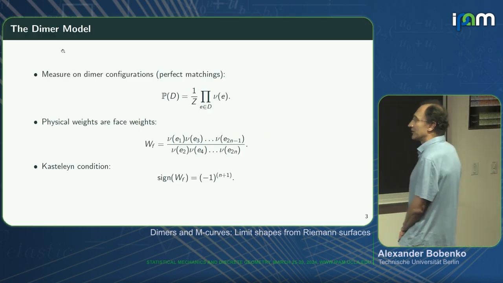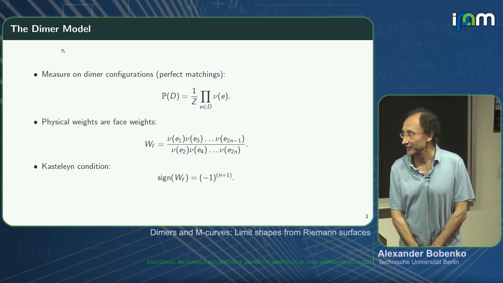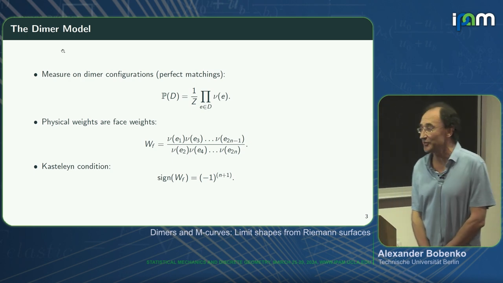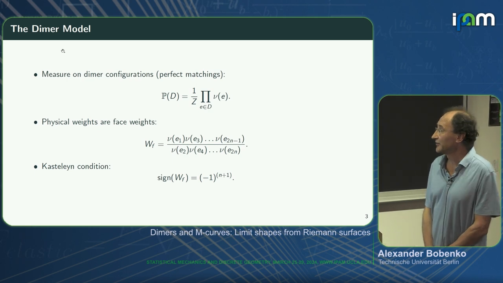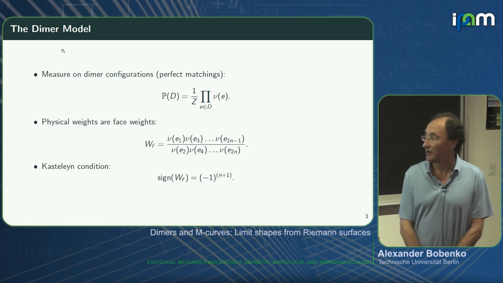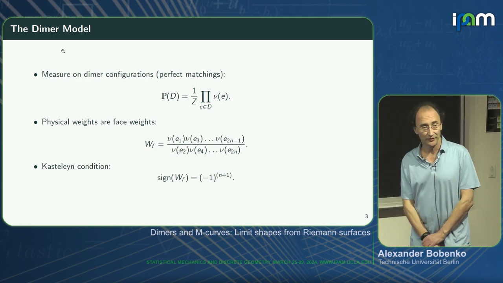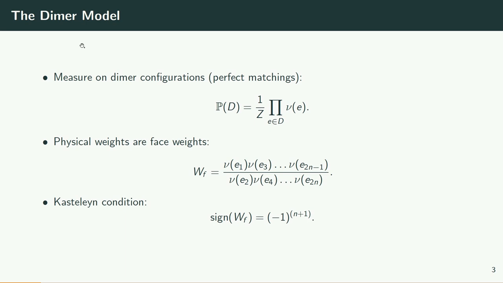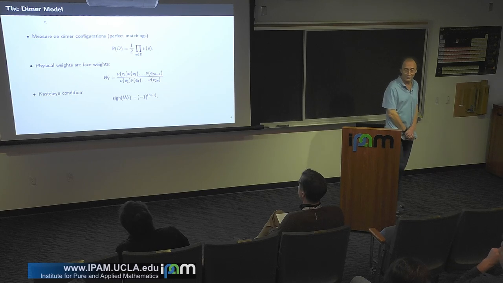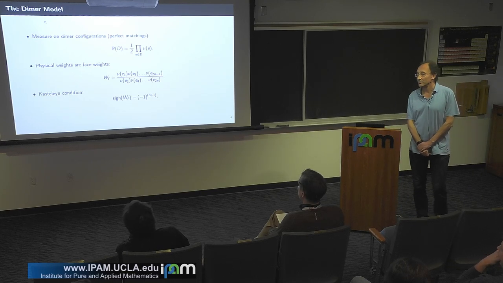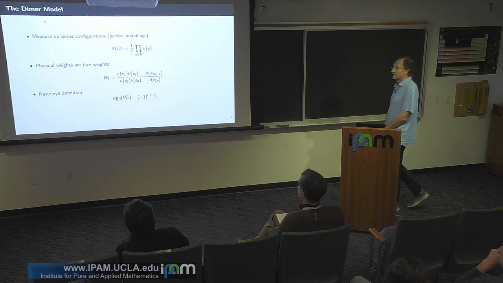There were already many talks where the theory of dimers was explained in detail, so I will not spend too much time on that. These are dimer configurations on a bipartite planar graph. All the edges are equipped with weights, and these weights are very important for us. That's the probability, the measure on dimer configurations. Nu of E are the edge weights, and the physical weights are face weights. This is the case when you factorize with respect to gauge transformation, and all faces obviously have an even number of vertices.